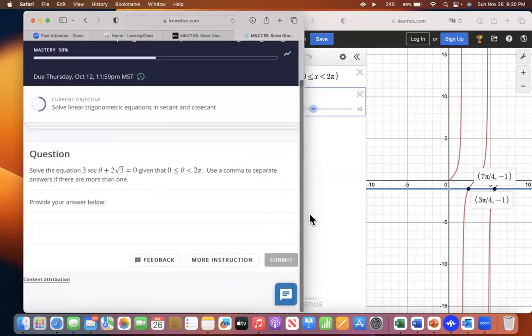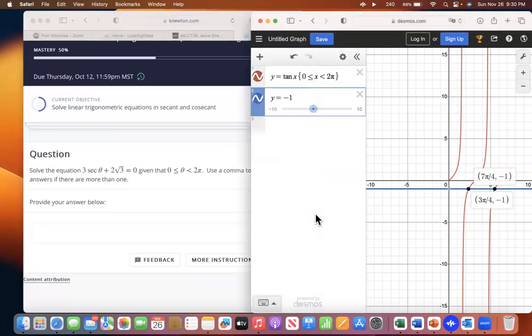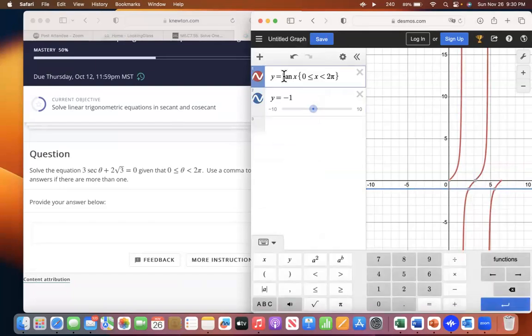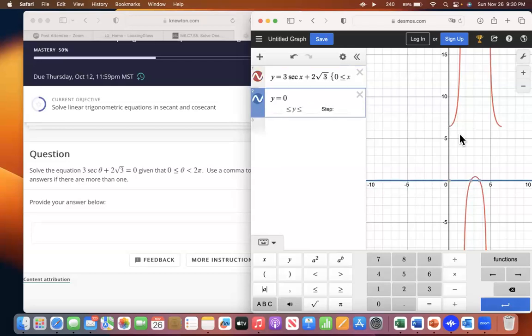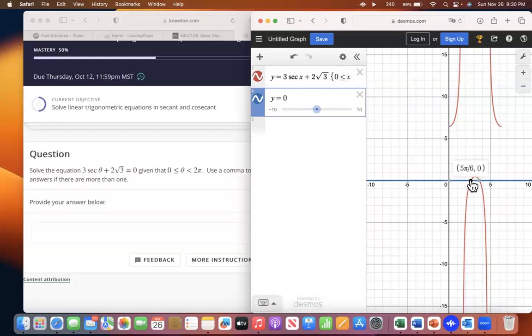So even though this one's more complicated, it's the same thing. You're going to type in y equals 3 secant x plus 2 square root of 3. Oh, so the whole thing. And I don't need the brackets for this, right? You do, because it's 0 to 2 pi. 3 secant x plus 2 square root of 3. Okay. And this time it's y equals 0. So that's the other side of the equation. There you go. 5 pi over 6 and 7 pi over 6.